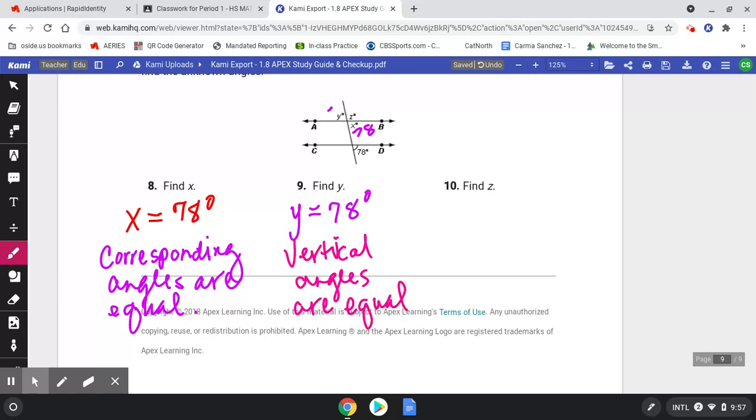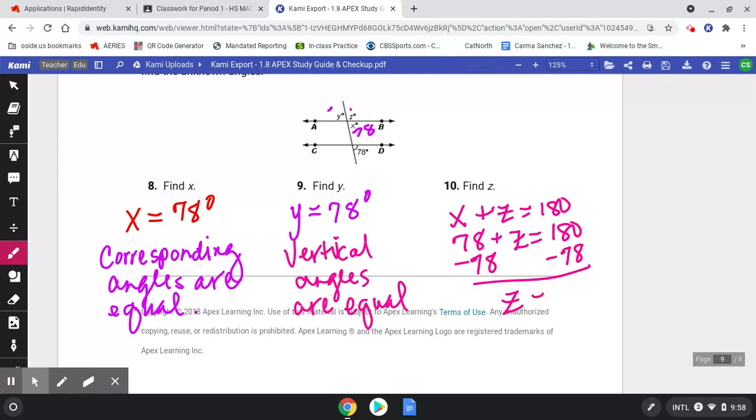And finally, let's find Z. Z is this guy right here. We notice that Y and Z, or X and Z, form a linear pair. So we can say that X plus Z equals 180. And we know that X is 78. So we minus the 78 from both sides, and we get that Z equals 102 degrees. And then our reason for that is linear pair is supplementary.